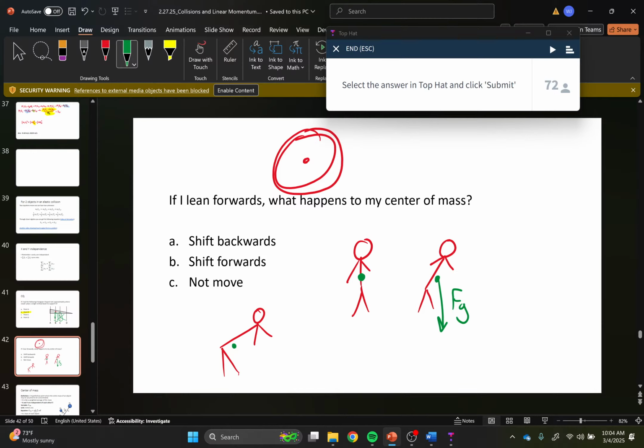Why do you stick your butt backwards? Because if your body moves forward, you stick your butt backwards to cancel it out. If your center of mass isn't above your feet, you will fall.